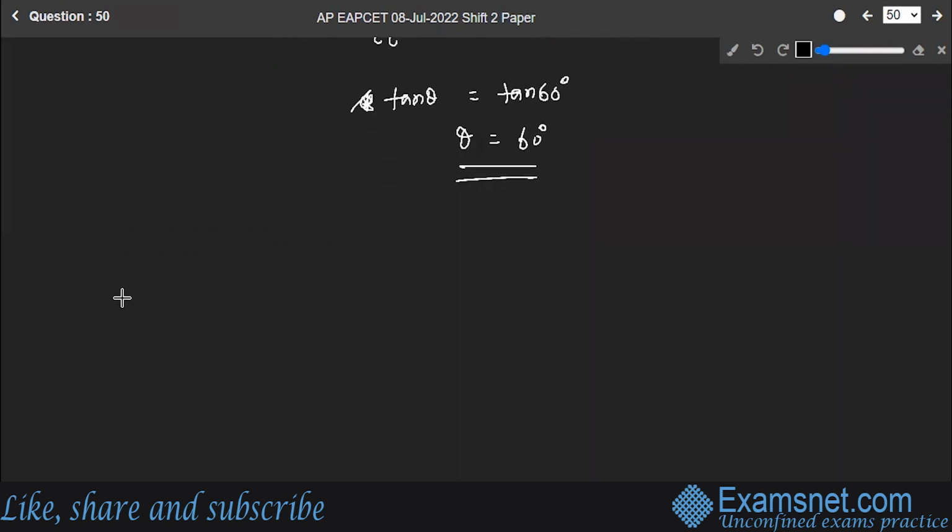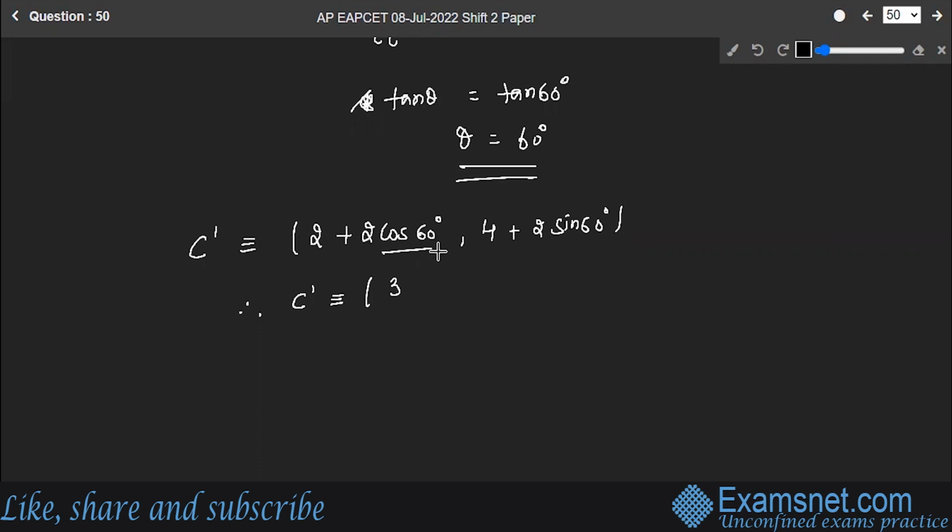We know the coordinates of C. Therefore, we can find out the coordinates of C dash. This will be (2 plus 2 cos 60, 4 plus 2 sin 60 degrees). Cos 60 degrees is equal to 1 by 2 and sin 60 degrees is equal to root 3 by 2. So this will give you C dash as (3, 4 plus root 3). Let's find out C dash P dash.